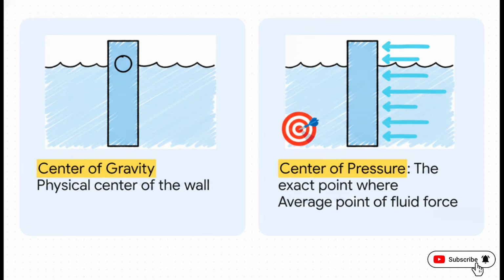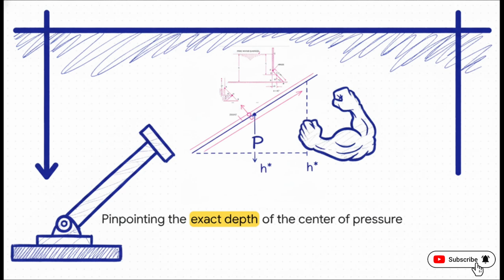This imbalance actually drags the average point of pressure downward. So as a result, the center of pressure is almost always lower than the physical center of gravity. If you look at an inclined surface immersed in fluid, you can clearly see G at one depth, and then right below it is P, the center of pressure. Engineers use the variable H star to represent this exact depth from the water surface down to this critical center of pressure.